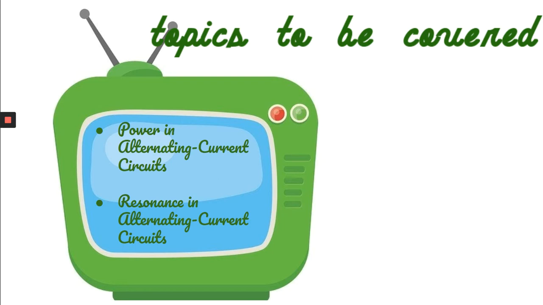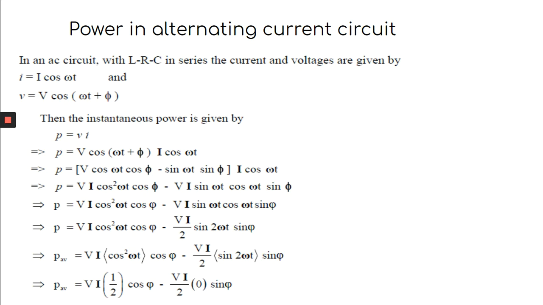Now we will discuss what is the average power in this circuit, whether it is related to this phase difference or phase angle or not. So first let us find out what is the average power in this alternating current circuit.